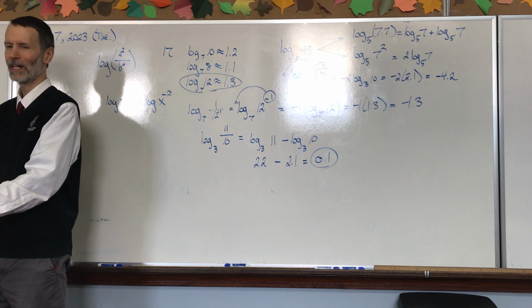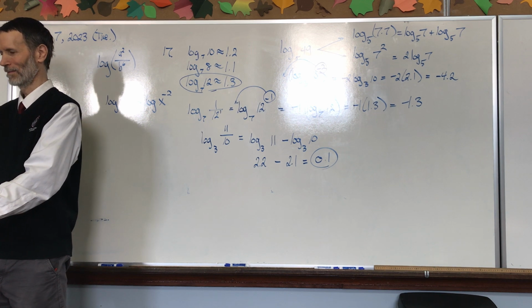Number 21, here's where things get really exciting. b is equal to negative 2.